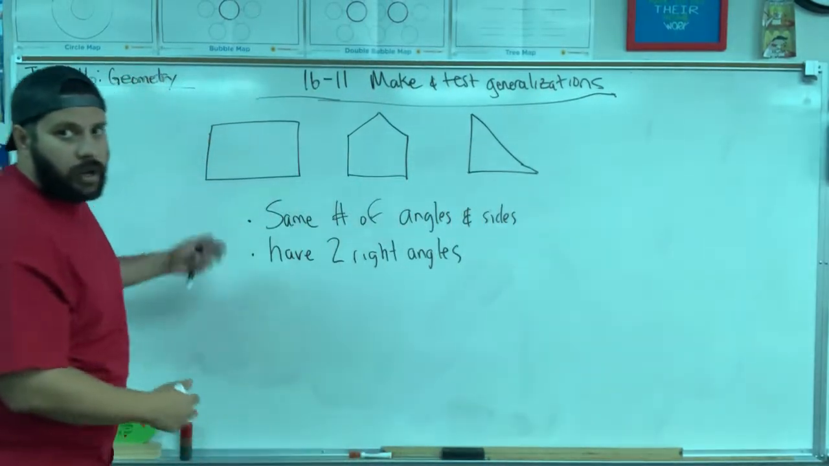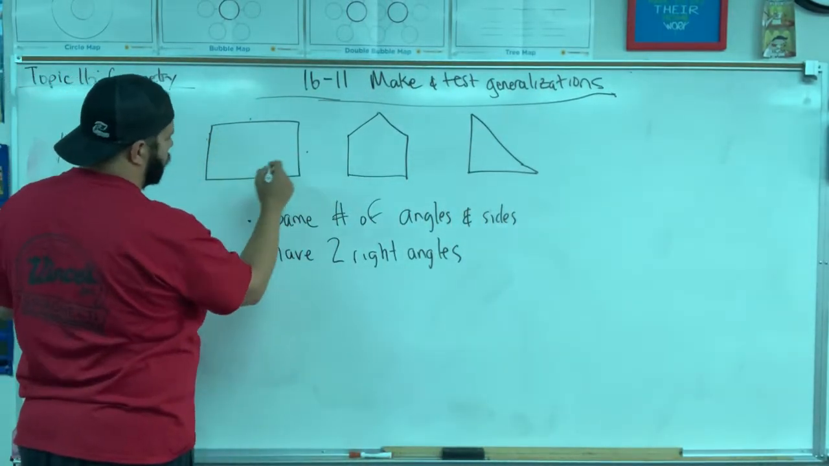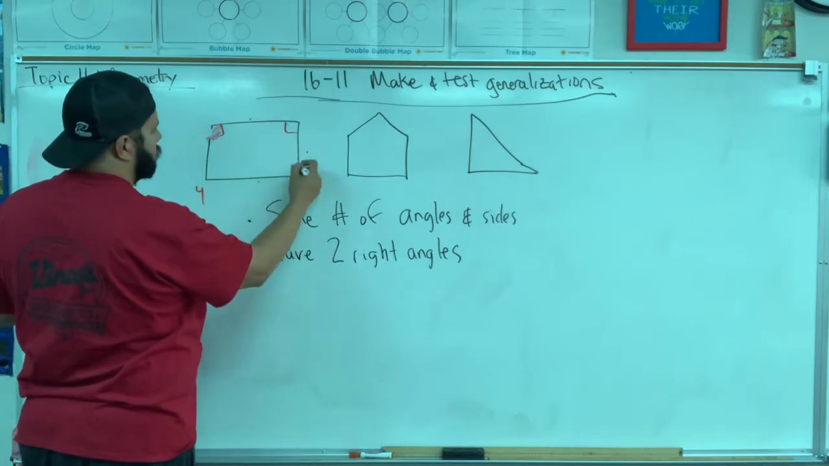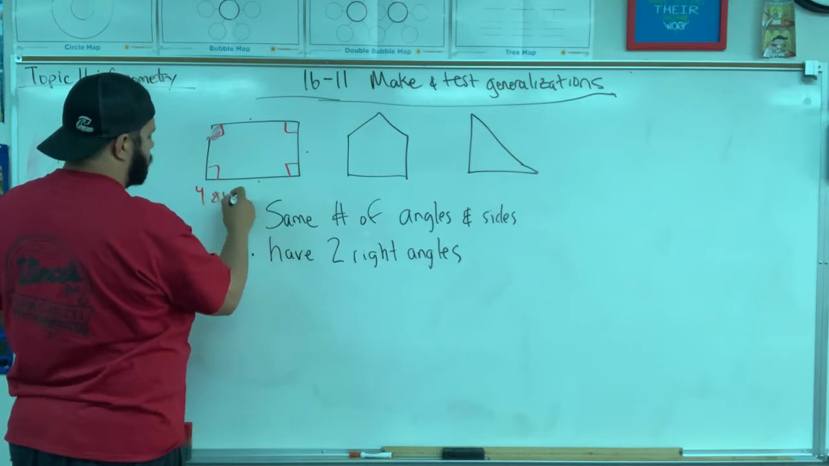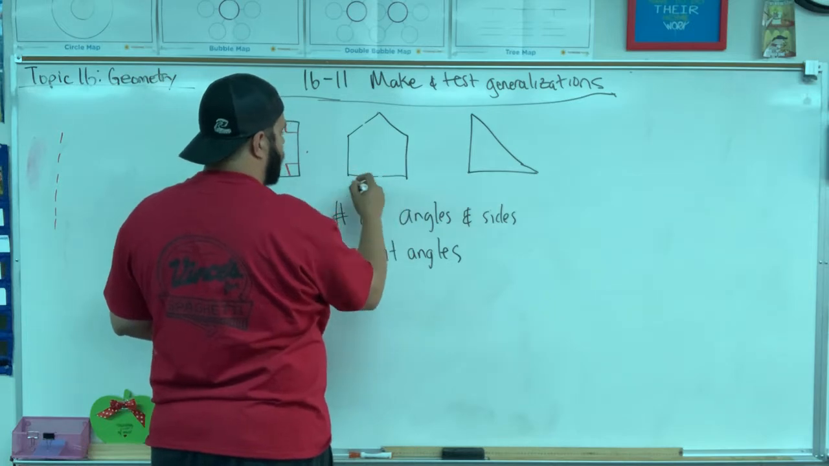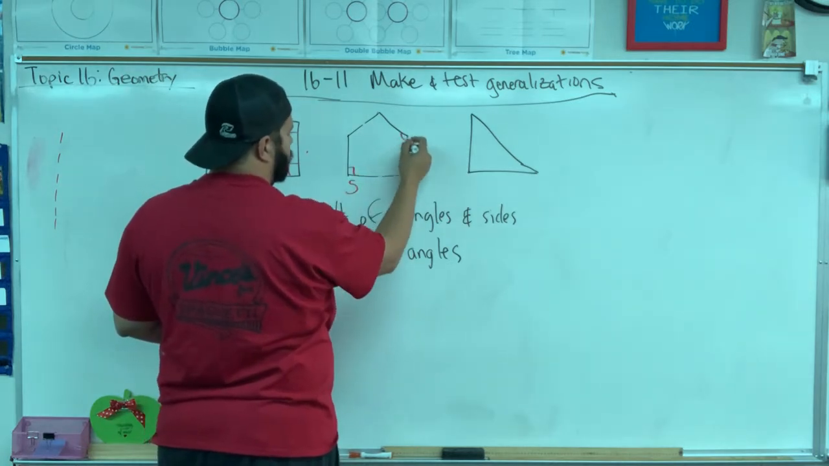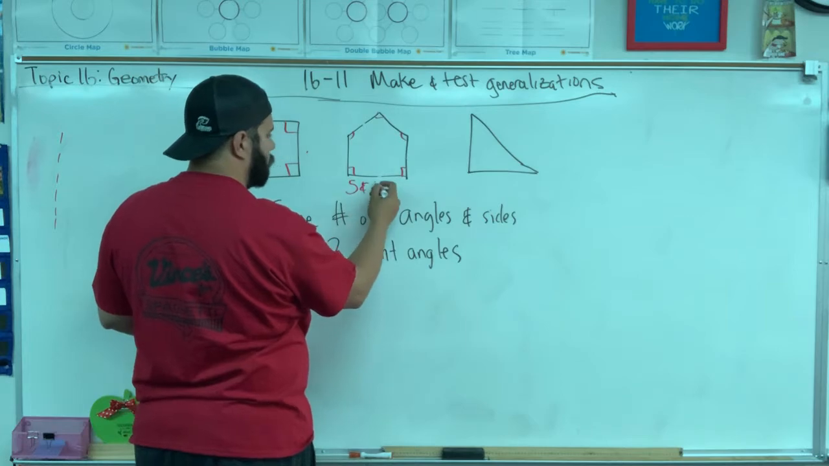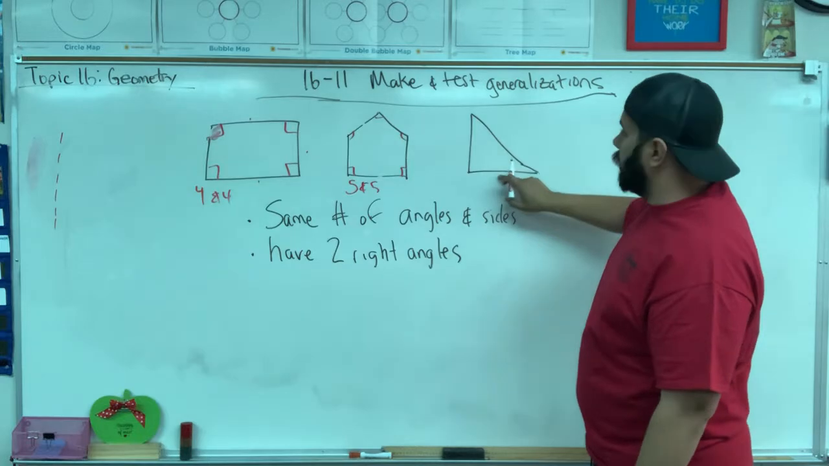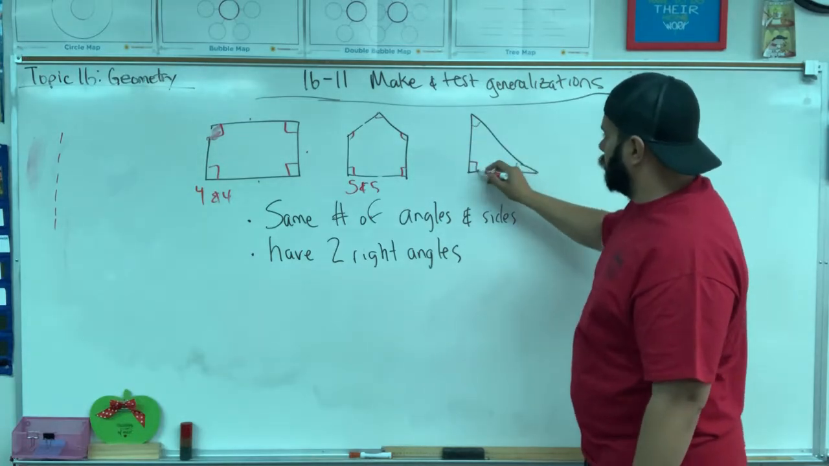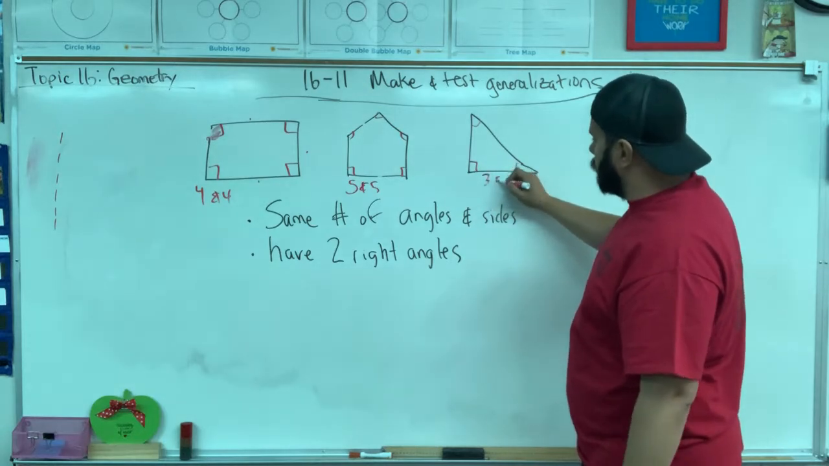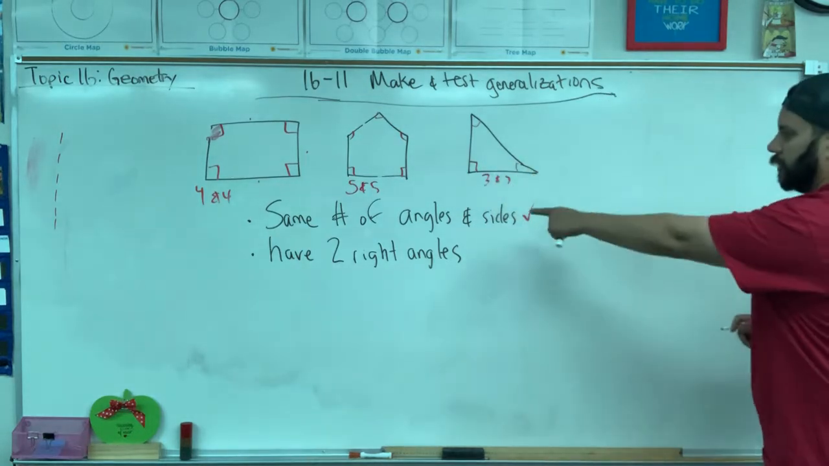So over here on our quad, okay, 1, 2, 3, 4 sides. Let's see, 1, oh, that's a right angle. 1, 2, 3, 4. Okay, so that's 4 and 4. Okay, now let's test 1, 2, 3, 4, 5 sides. 1, 2, 3, 4, 5 angles. Okay, so far so good. And we'll check our final one. 1, 2, 3 sides. 1, 2, 3 angles, and you should know that because it's called a triangle. 3 and 3. So this generalization is good.